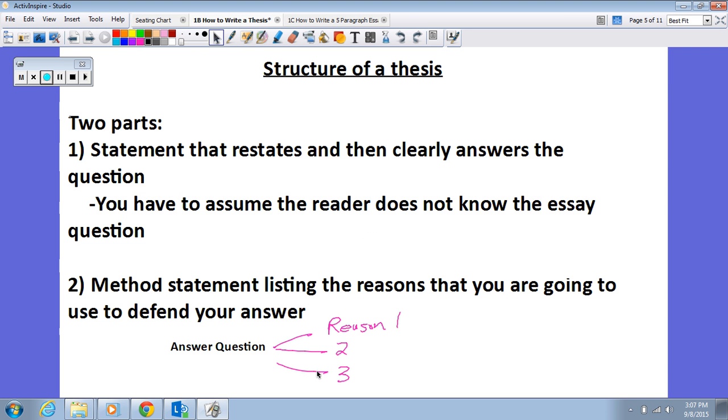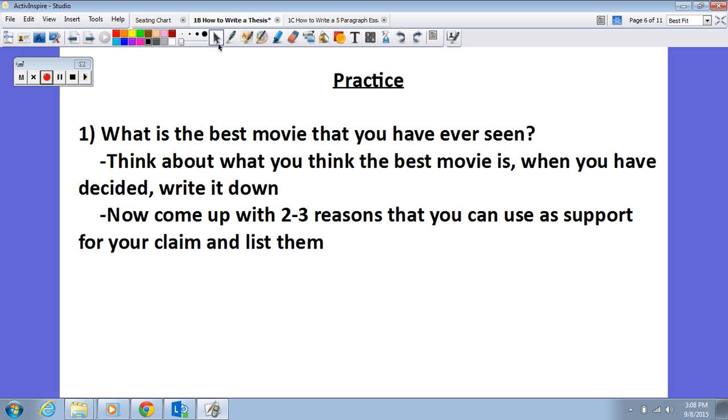But think of it, Mr. Grimslin heard this described very well as chicken legs and chicken feet. And if you guys don't know what chicken feet are, you haven't lived. I'm sorry. All right, so we've got these two parts. The first part where you're answering the question while restating it a bit. And then the second part is you listing the reasons that you're going to use to defend your answer.